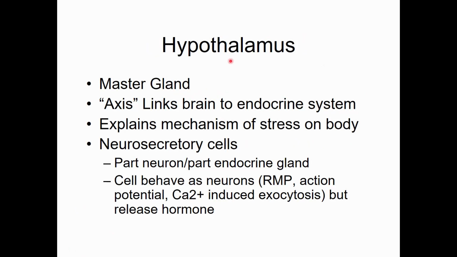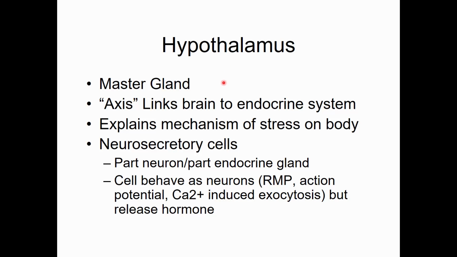All right, when we talk about the endocrine system, we start with the hypothalamus. The hypothalamus is called the master gland. Now you might be saying, wait a minute, isn't the hypothalamus part of the brain? Well, it is, but it's also part of the endocrine system. And so the hypothalamus links up to the body through the pituitary gland and forms what we call an axis.